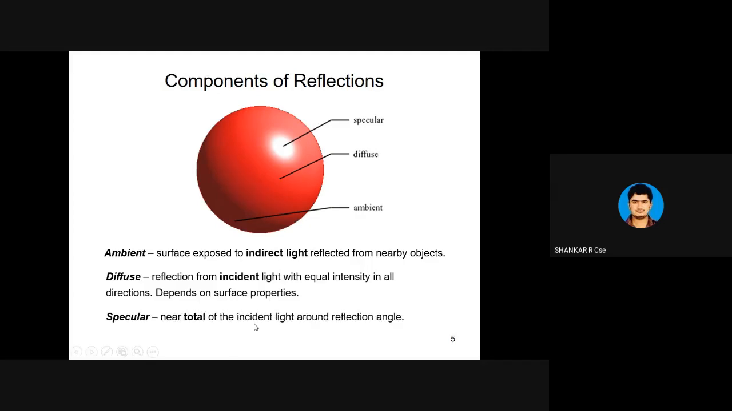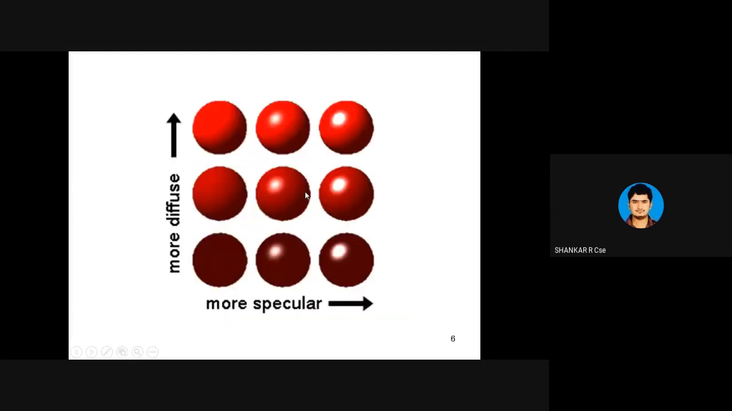Specularity is near total reflection of the incident light around the reflection angle. That means the moment you project it, some pixels will get more light due to the incident angle around the reflection theta. So that is the shininess coefficient. In this diagram, you will understand that if I have more specularity, only those highlighted pixels I will see. The other pixels I will not see.